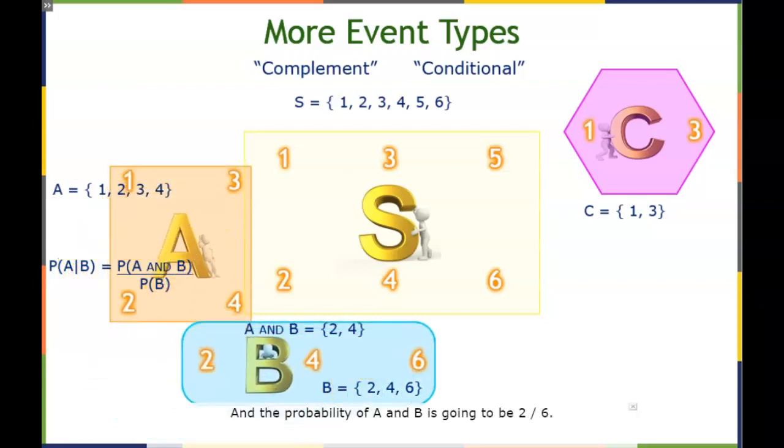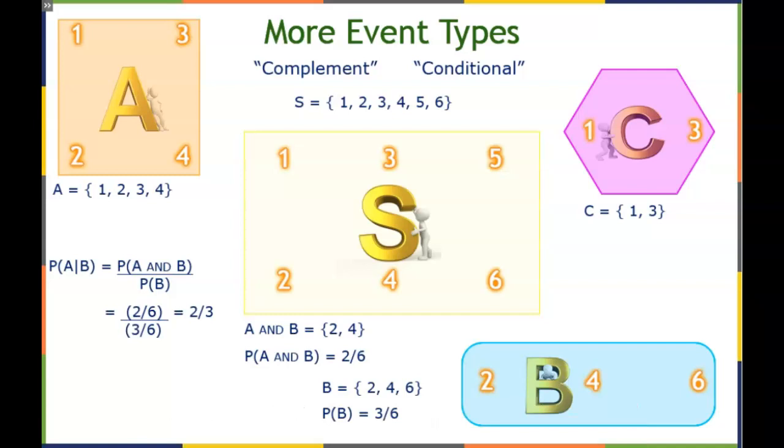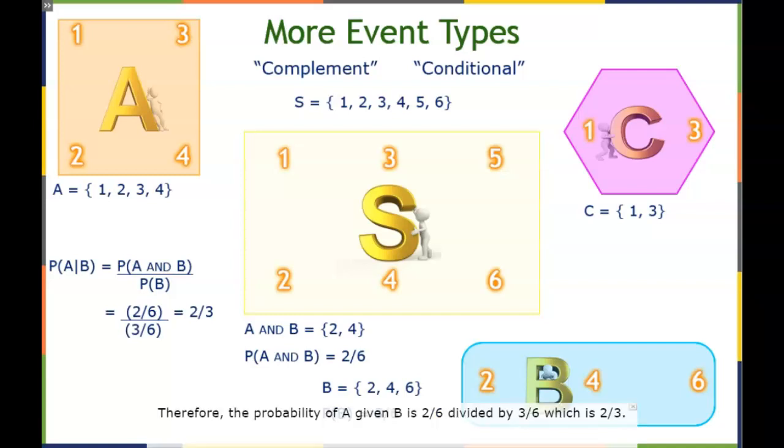And the probability of A and B is going to be 2 divided by 6 because our set AB has 2 elements and our sample space has 6 elements. So 2/6 is the probability of A and B. What's the probability of B? Well, B has 3 elements out of the 6 elements, so 3/6. Therefore, the probability of A given B is 2/6 divided by 3/6, which is 2/3.